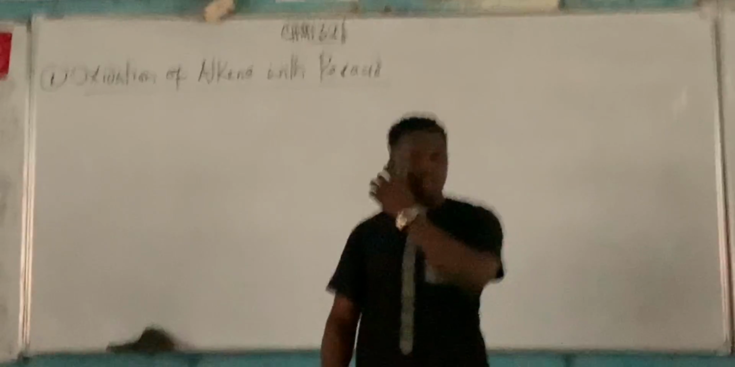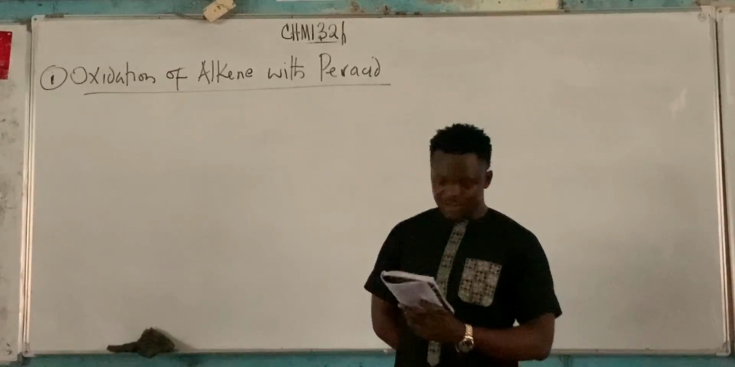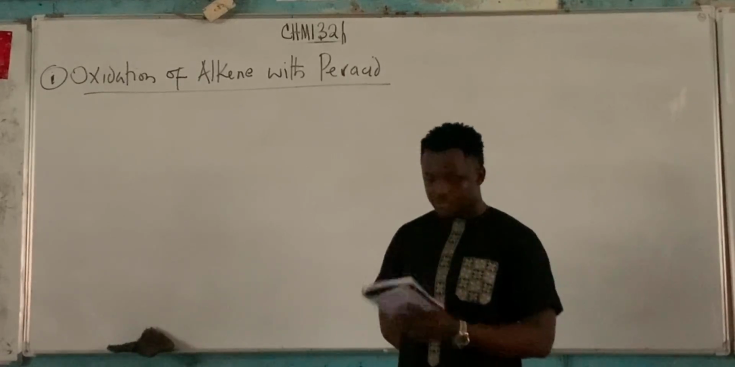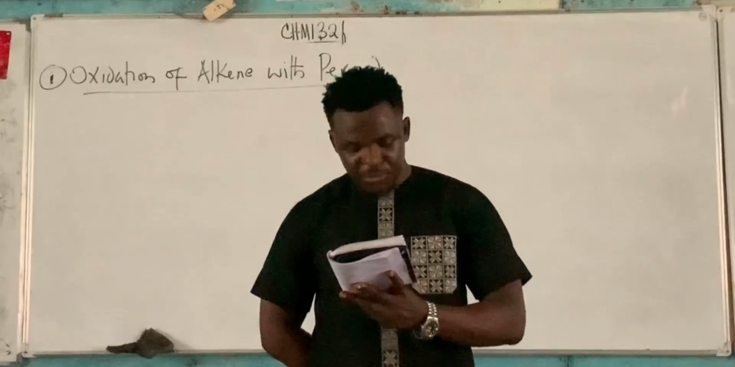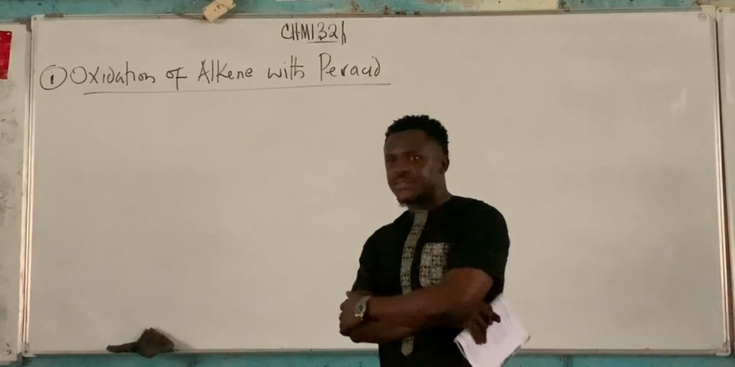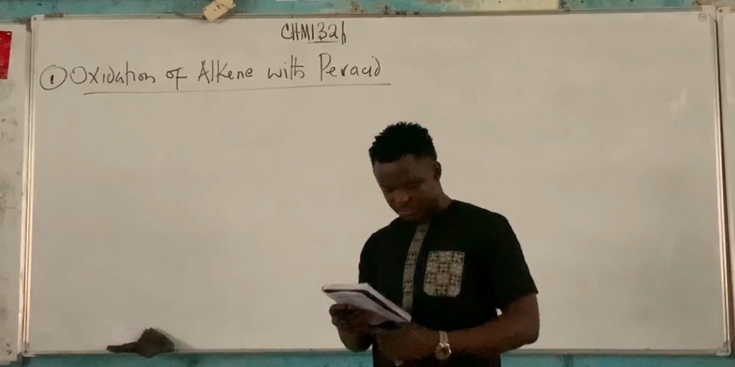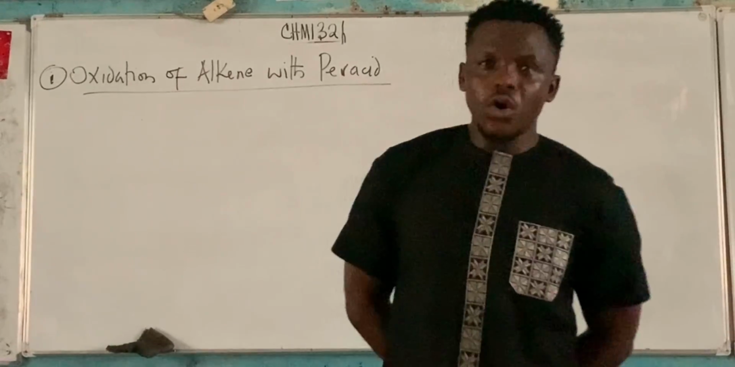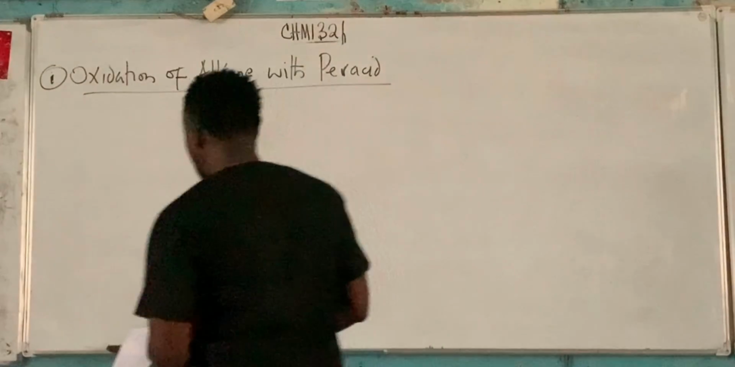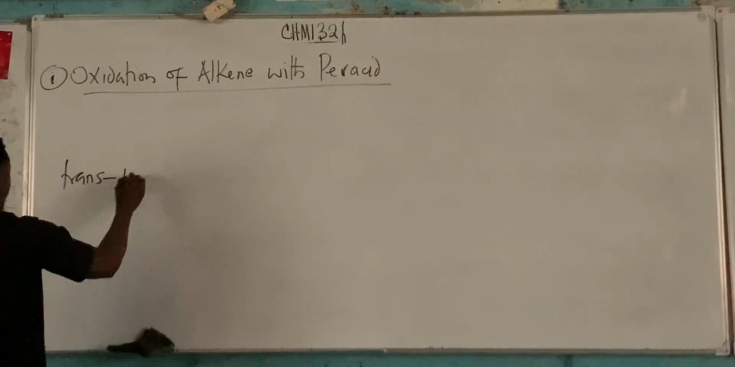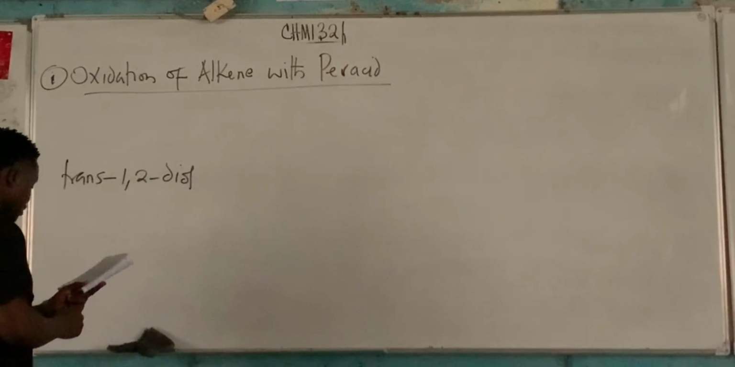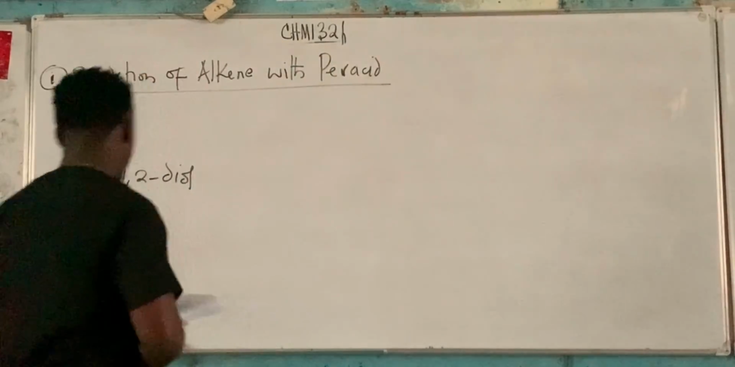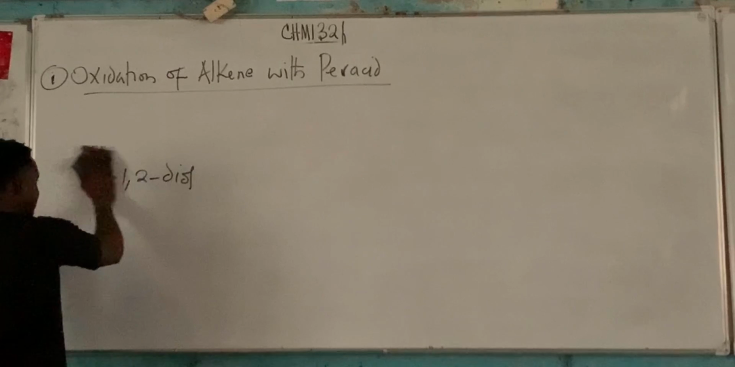Oxidation of alkenes with per acid. Please put down: per acid oxidizes alkenes to epoxides, which open to give trans 1,2-diol in the presence of aqueous acid or base.